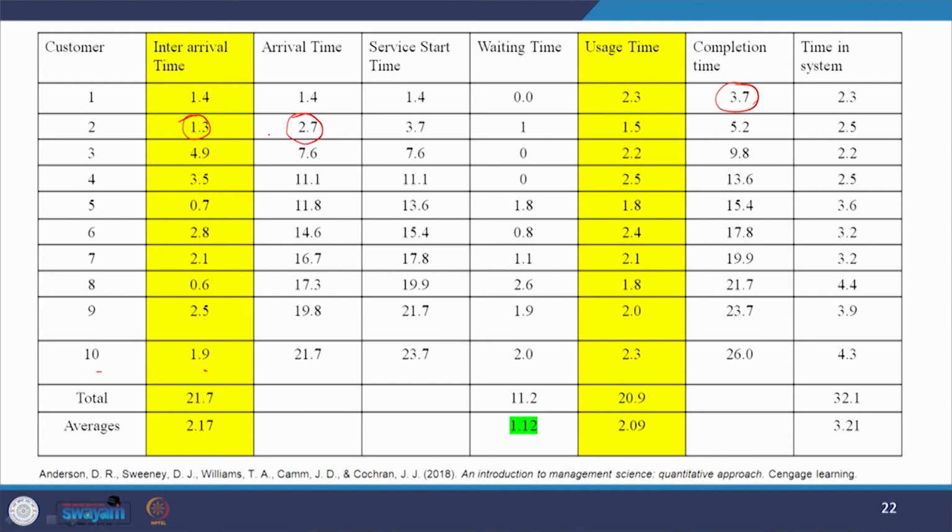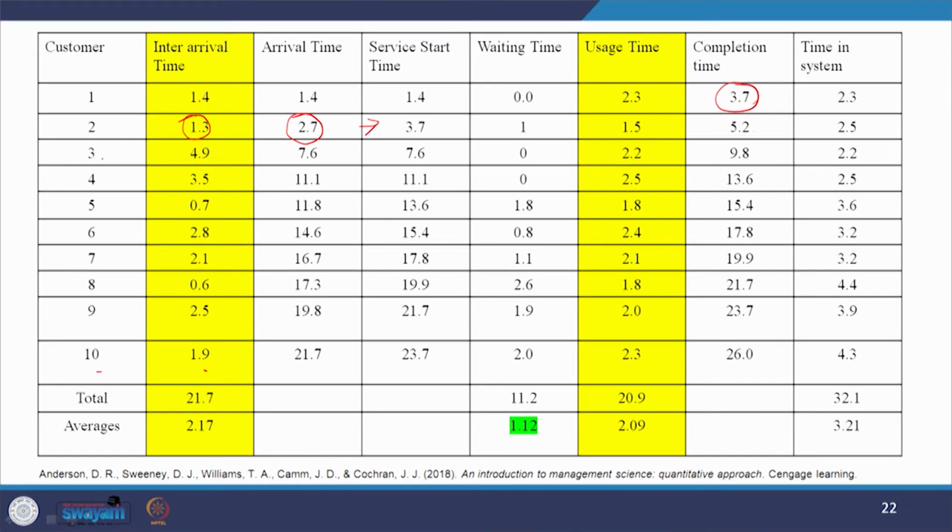So, even though he arrived at 2.7 minutes, his service will start only at 3.7. So, what is the waiting time? Service start time minus arrival time is 1. Okay. So, his service started at 3.7 minutes, he will use it for 1.5 minutes. So, he will complete the service at 5.2 minutes, that is 3.7 plus 1.5. What is the time in system? Completion time minus arrival time, that is 5.2 minus 2.7.